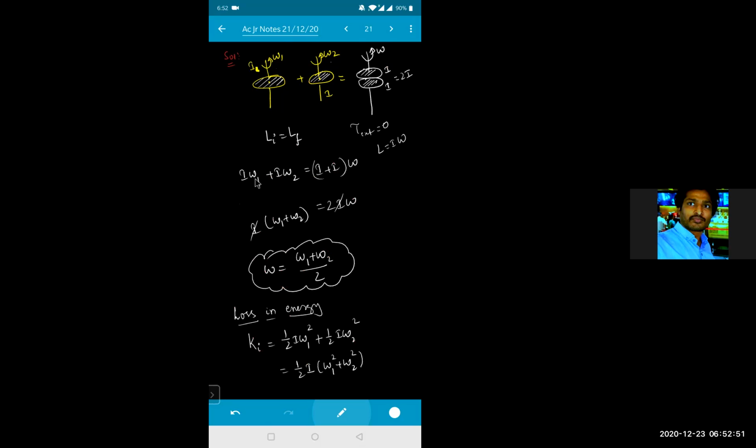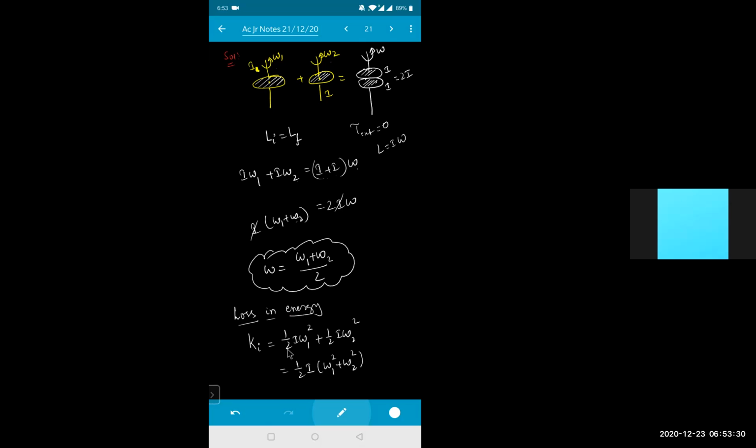So I1 is nothing but I, omega 1 is omega 1. Angular momentum initially is I omega 1 plus I omega 2. Initial means these two; final means these two are added up: I plus I into the final angular velocity omega. In this one I can take I common: I times omega 1 plus omega 2 equals I plus I, 2I, into omega. So the final angular velocity omega is equal to omega 1 plus omega 2 divided by 2. Is it clear? Okay, so we have got the final angular velocity. Now, what is the loss in energy?